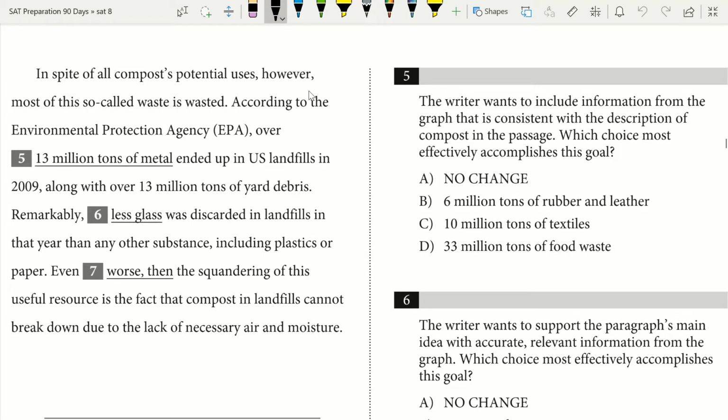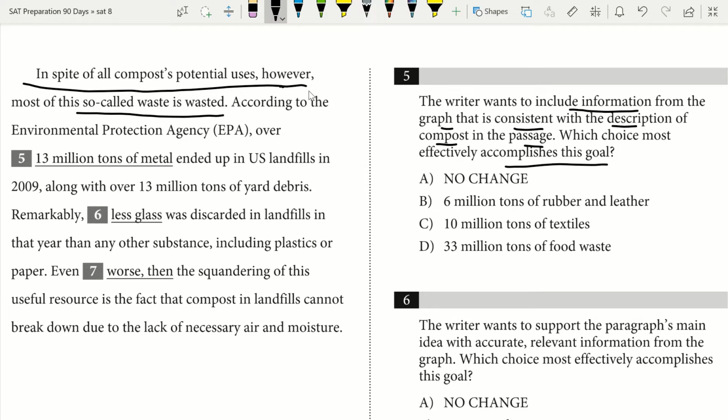So question 5, it states, the writer wants to include information from the graph that is consistent with the description of compost in the passage. Which choice most effectively accomplishes this goal? Well, in this passage, if we just read a little bit of this first sentence here, we'll be able to understand what the passage is talking about with compost. We have, in spite of all compost potential uses, however, most of this so-called waste is wasted.